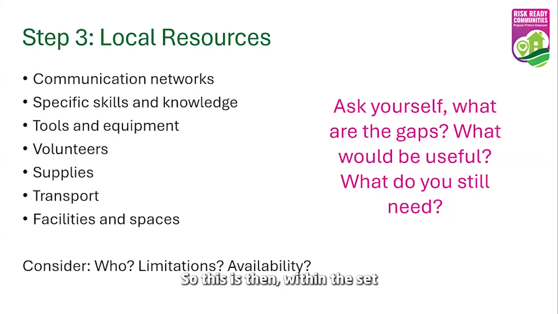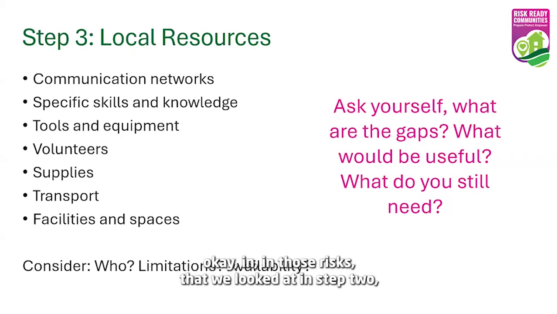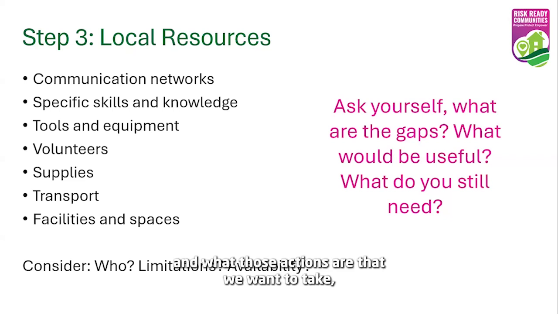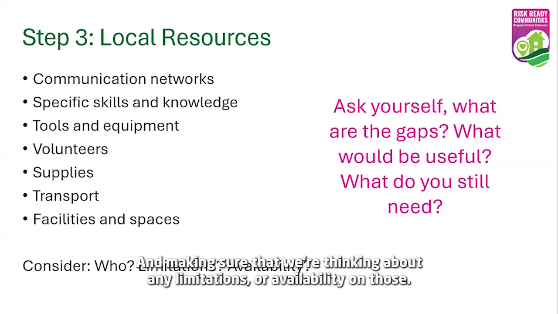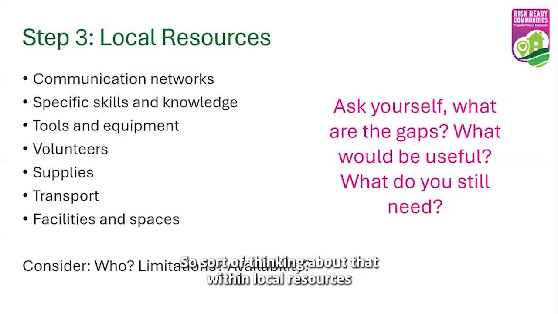We've touched on the different elements that you might have, tools or equipment. So step three of your plan is about consolidating those and thinking about those risks that we looked at in step two, and what actions we want to take, what resources we need, and making sure we're thinking about any limitations or availability. So what if people are on holiday? What if we can't get access to a specific place? Thinking about that within local resources.